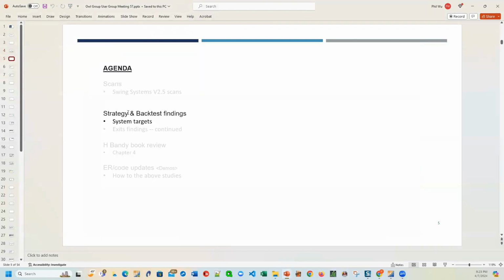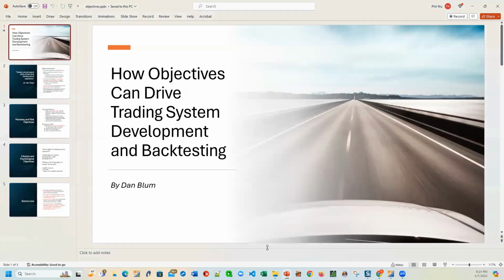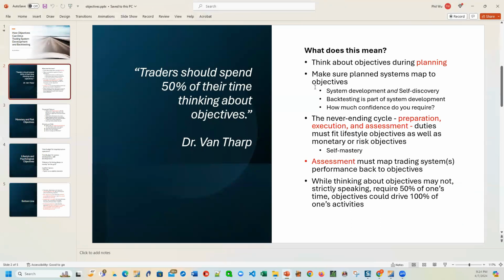Okay, all right, thanks. So the next topic is system targets. Dan, do you want to go through your slides first? Sure. When you get around to it, you might change that to objectives, system objectives. Or actually, it's really backtesting objectives. Yes, you can drive. Go to the next one.